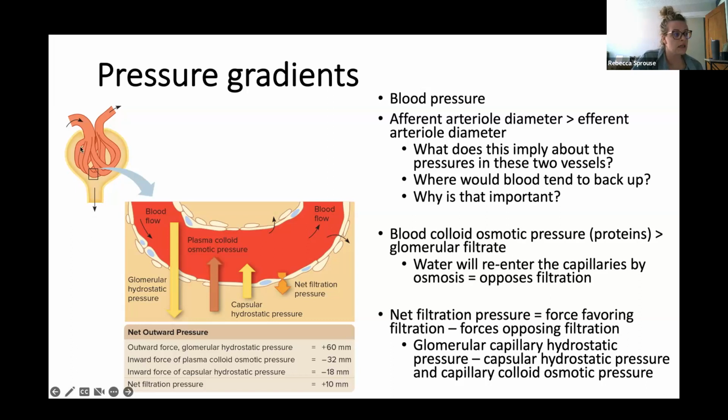So ultimately, the pressure out of the glomerulus into the capsule should be greater than the two opposing pressures forcing contents back into the capillaries. And that's how we get our net filtration pressure of 10 millimeters.